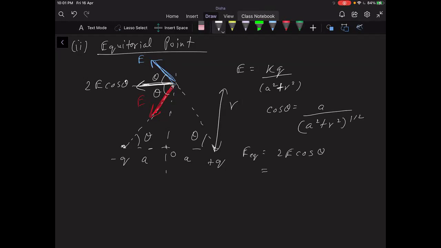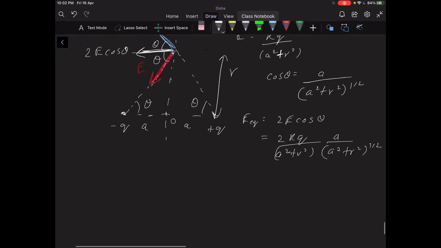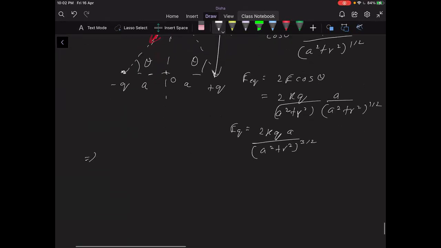And if I write it down, it will be 2kq by (A square plus R square) into cos theta, which is A by (A square plus R square) raised to the power half, which makes E equatorial equal to 2kqa by (A square plus R square) raised to the power 3 by 2. That basically means E equatorial is equal to this, for a dipole. So that is the answer though.